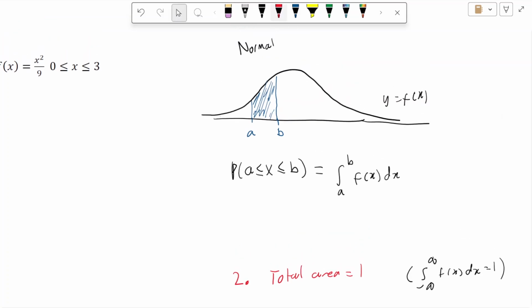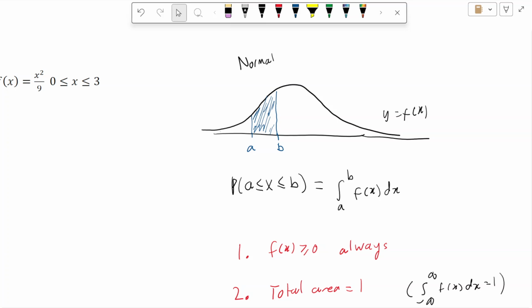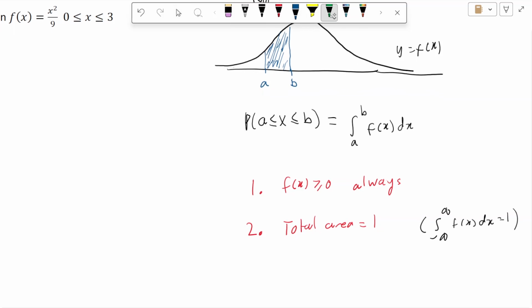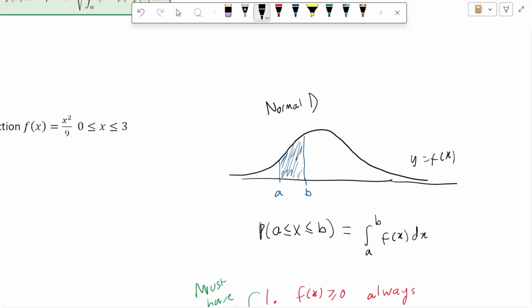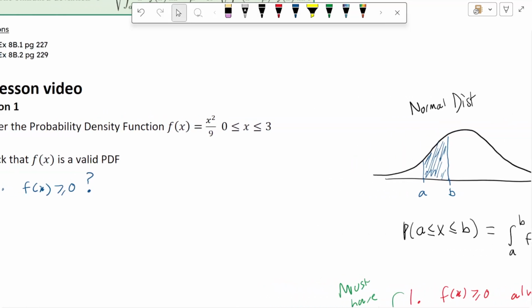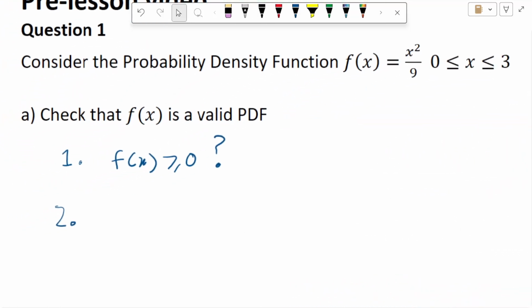The other thing that also has to be true is that f of x is positive, always, in our range. And that is the case. We can look at the normal distribution. It's always above the x-axis there. So these two are what we call must-haves. We check these two things to make sure something is a PDF. The normal distribution is probably our favorite example of a PDF, but there are many more PDFs that we can have. And they all represent different things.